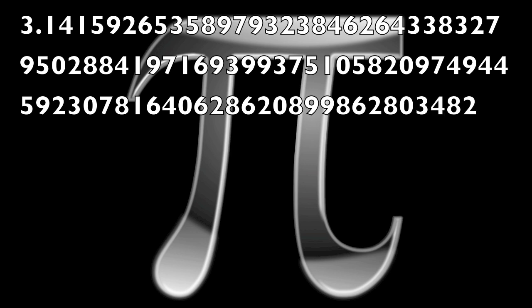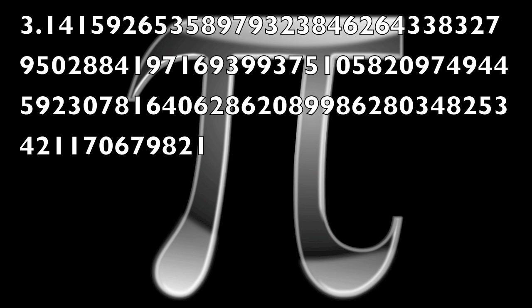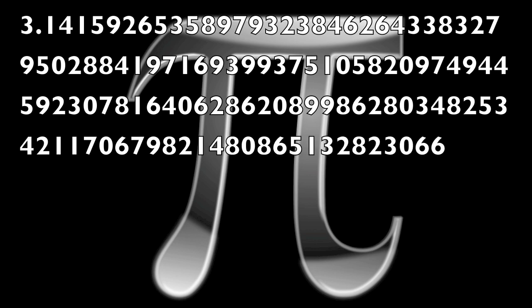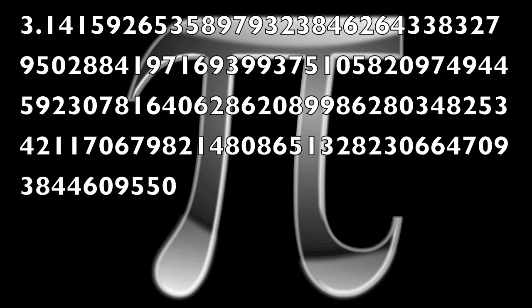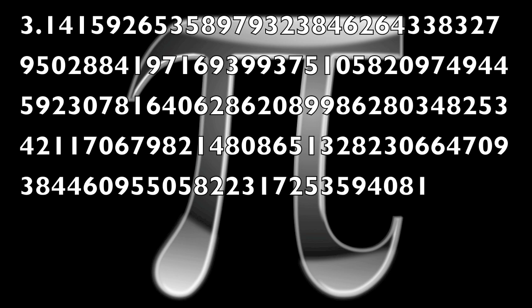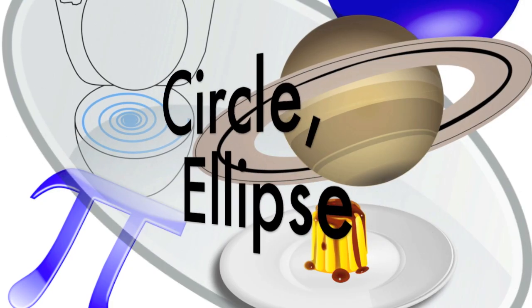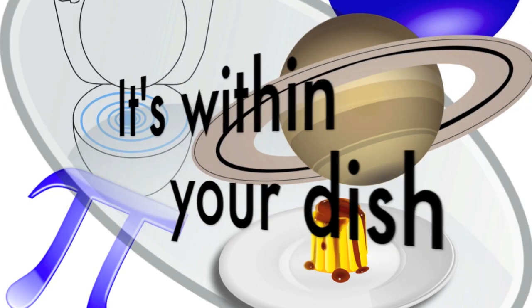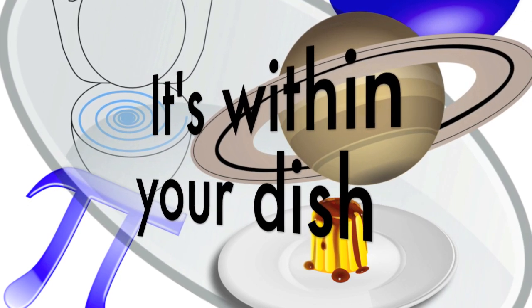406. 286 208 998 628 03 482 534 2117 067 982 148 08 651 328 230 66 47 093 844 60 955 058 223 17 253 594 081 28 481 Circle ellipse, it's within your dish.